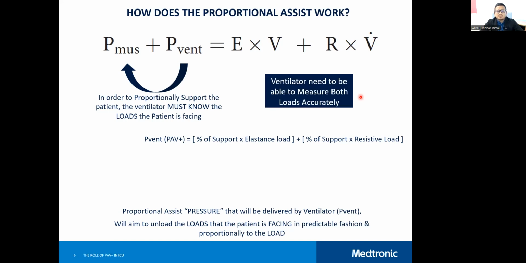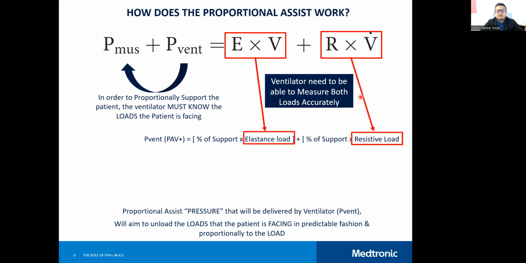The ventilator needs to be able to measure both loads accurately to fit into this equation. This is the elastance load, this is the resistive load. The percentage of support will be set by the clinician, and the ventilator will calculate these two loads and then calculate the support the clinician says, maybe 50% support, times the elastic and resistive load, the sum of it. This is the pressure that will be given by the ventilator in PAV plus mode.